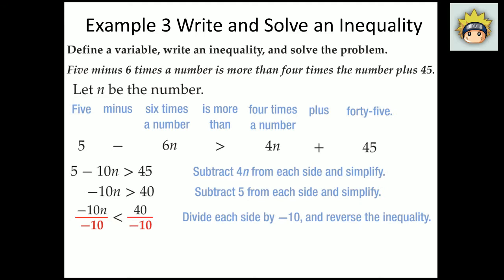Divide negative 10 to both sides, and in the process of dividing by a negative value, you have to reverse the inequality. So it becomes a less than symbol. So now the answer is n is less than negative 4. In your set builder notation, in your solution set, you would say n is less than negative 4. That would be your solution set for this problem.